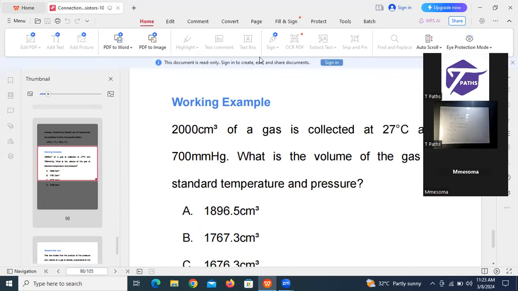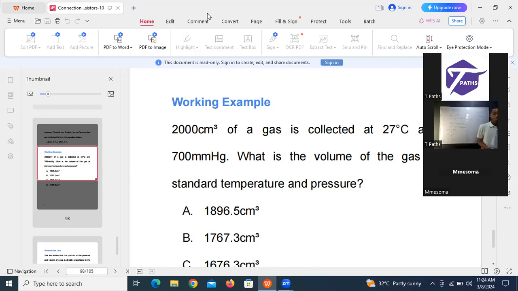All right, so I want to write out the parameters in my question first. It says 2000 centimeter cube of a gas. That's volume. So my volume, which is V1, is 2000 centimeter cube. And then it's collected at 27 degrees Celsius. 27 degrees Celsius is my temperature, which is T1. And 700 millimeter mercury is P1, which is my pressure. Now it says, what is the volume of the gas at standard temperature and pressure?